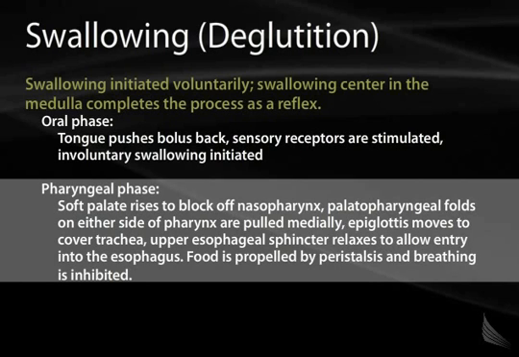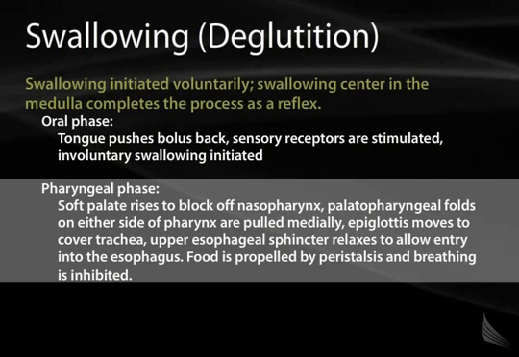Then the palatopharyngeal folds on either side of the pharynx are pushed medially, and the epiglottis moves to cover the trachea. Otherwise, food would go down into the lungs and we would all choke. This is really important in patients who've had strokes. The swallowing reflex is impaired. Patients have impaired swallowing, and therefore food goes down into the lungs, and this is why a lot of the time when patients have had strokes, they're not allowed to take food by mouth and will be fed via an NG tube or through a PEG tube.